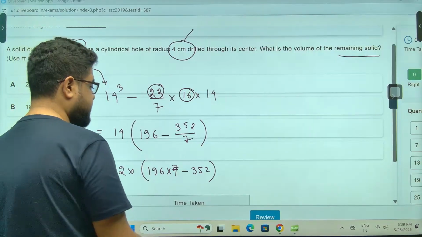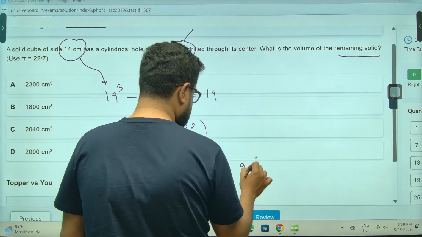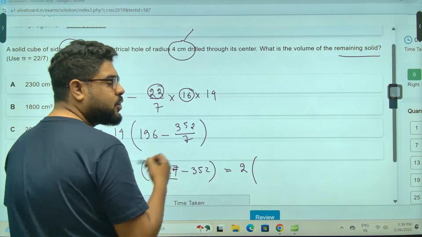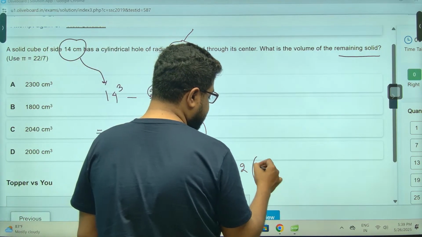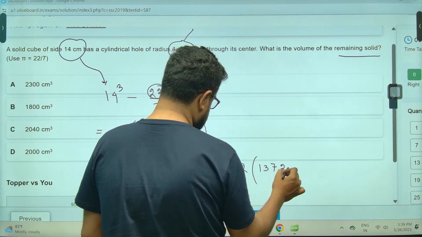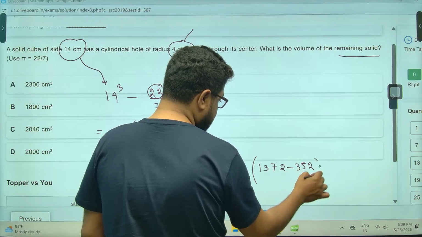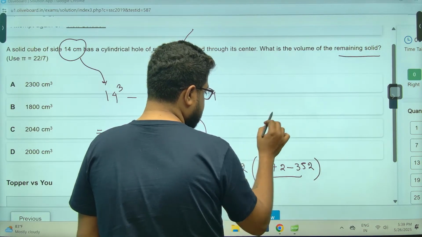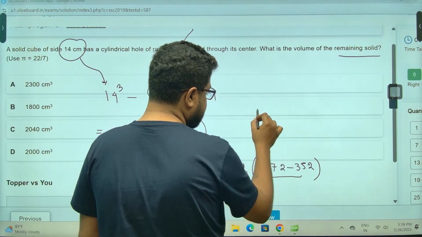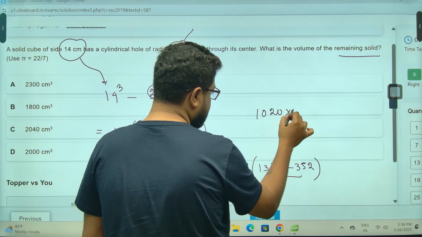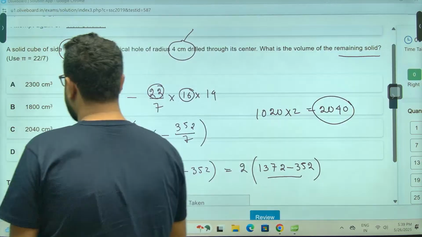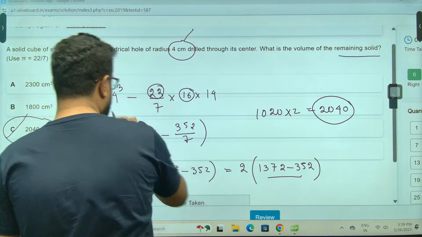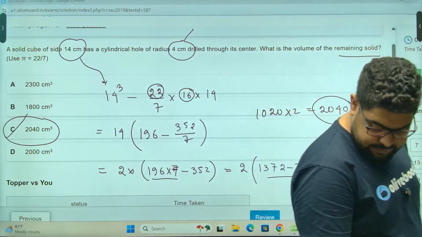Options won't be found this way. Sir, we have to do it like this: 200 into 7, sir, 1400 minus 28. 1400 minus 28 means 1372, sir. Minus 352. So this will be 13, this is 3, so this is 1020 into 2, sir, 2040. Is it? 2040, option C again, sir. Option C again is the answer.